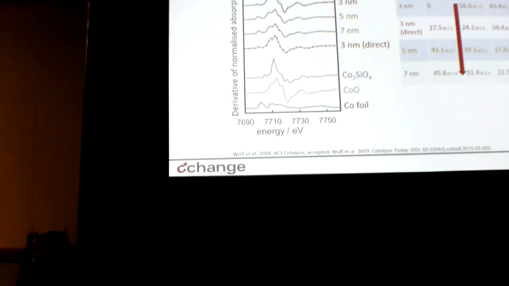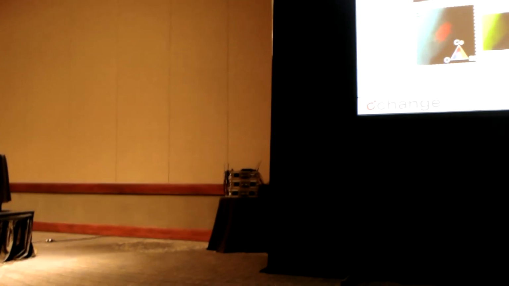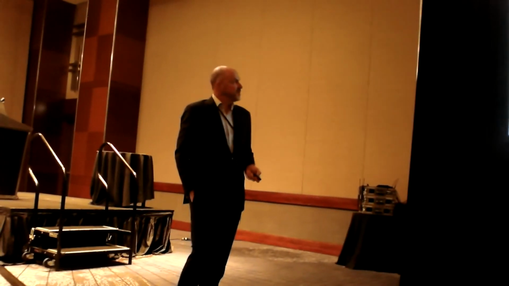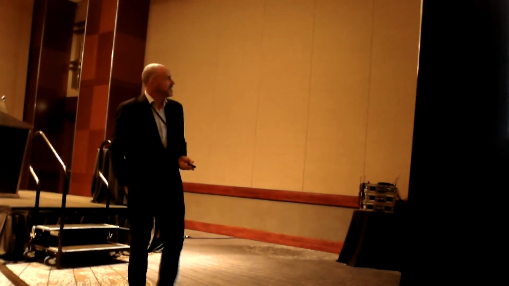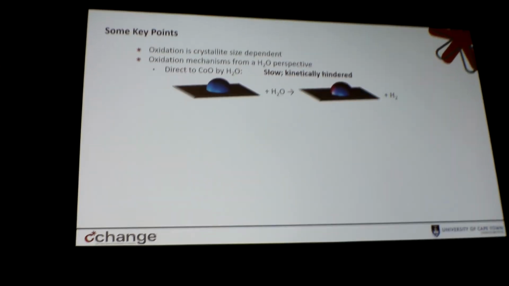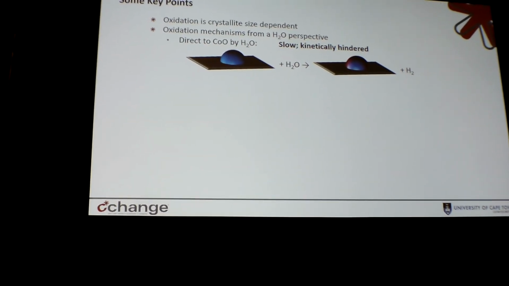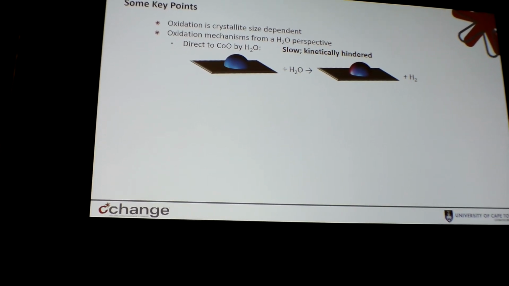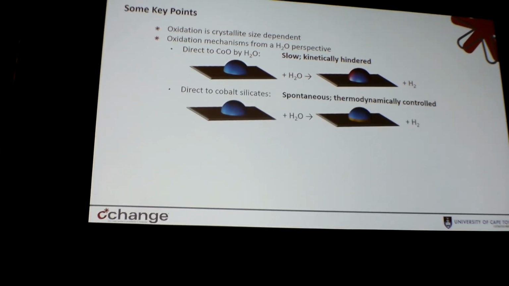I will skip the rest of the results, which speaks to the metal support interaction, because more about that later. Anyways, it doesn't really speak to the effect of carbon monoxide. And I want to bring out some key points here. So we've tried to deconvolute effects of oxidation and sintering mostly, and also a strong metal support interaction. What we have seen is that oxidation is crystallite size dependent in Fischer-Tropsch. We've seen it over and over again now. We have 3 examples at least. The oxidation by water only is very slow. It seems to be kinetically hindered.